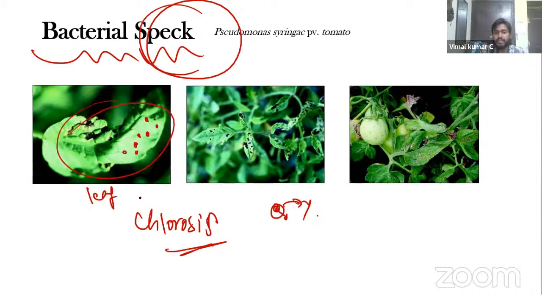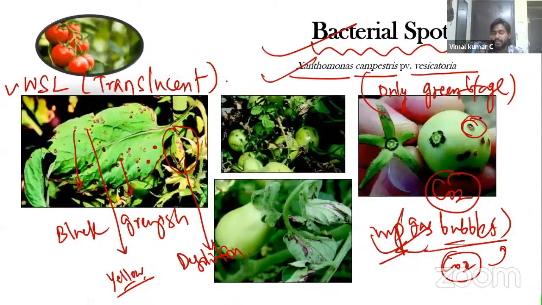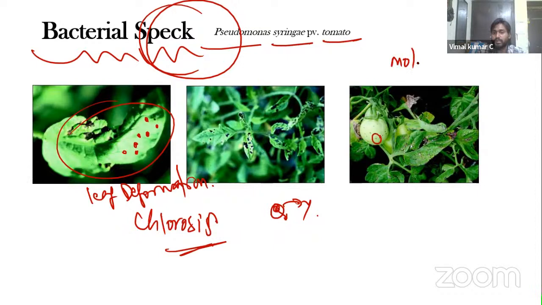And yellowing will be very seldom on bacterial speck, and it is caused by Pseudomonas syringae pathovar tomato. The specks will be very minute when compared with the bacterial spot. There you can see the sunken spots on the fruit, but here it will be just like a mole, right? It will be very minute.